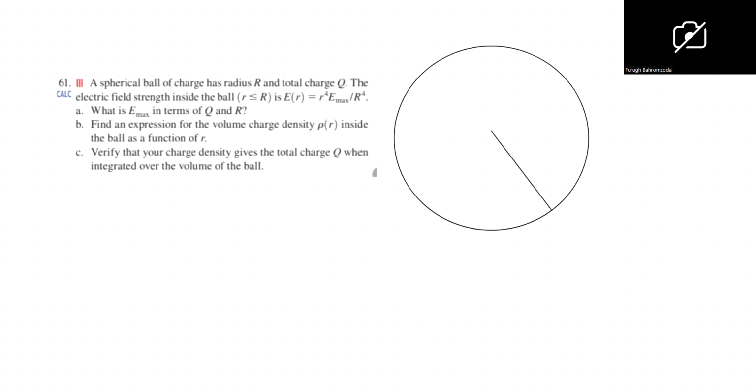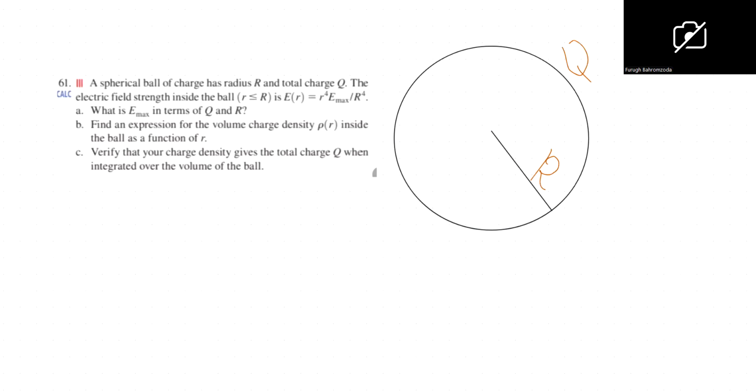So this charge is radius r and the charge q. The electric field strength inside the ball is electric field equals r small to the power of 4 multiplied by electric field max divided by r big to the power of 4. So the question is A. What is electric field max in terms of q and r?